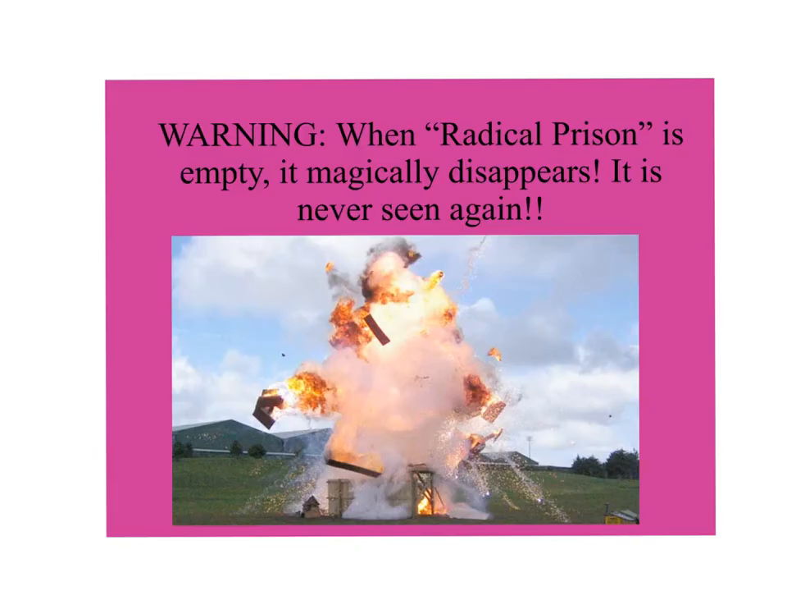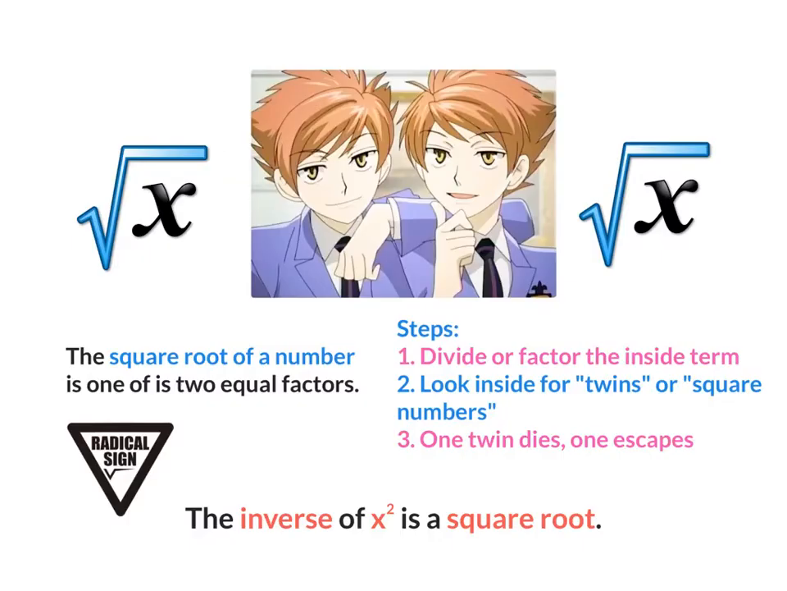Warning: when Radical Prison is empty, it magically disappears. It is never seen again. The square root of a number is one of its two equal factors. The steps are to divide or factor the inside term. Then, look inside for twins or square numbers. Finally, one twin dies and one escapes. The inverse of x squared is a square root.